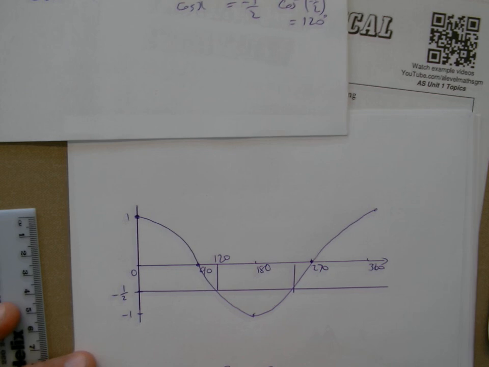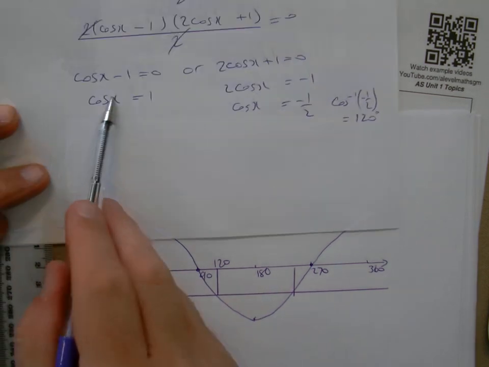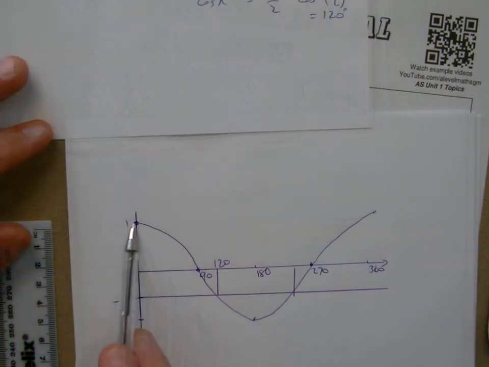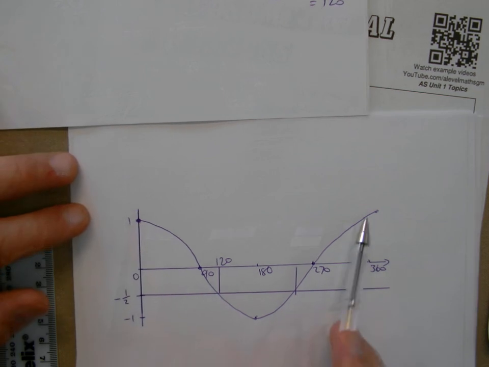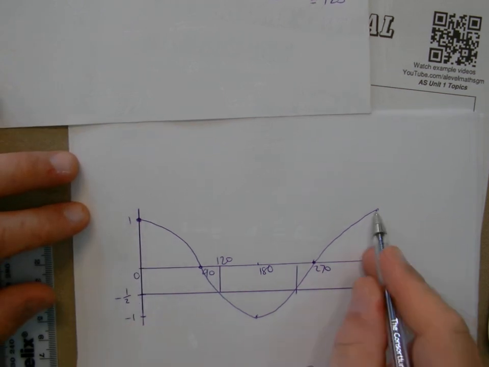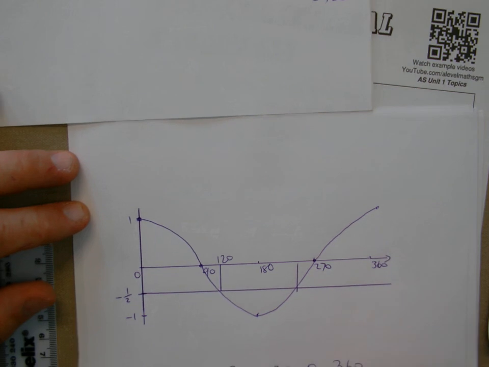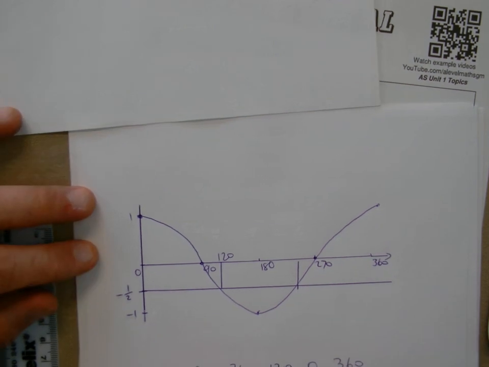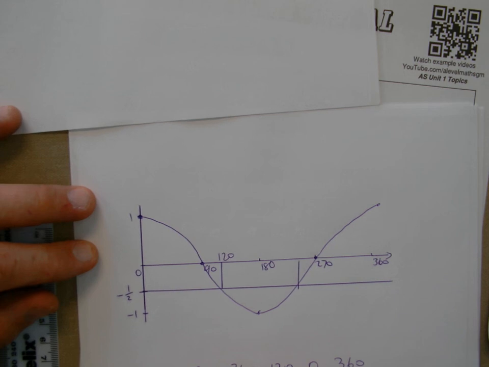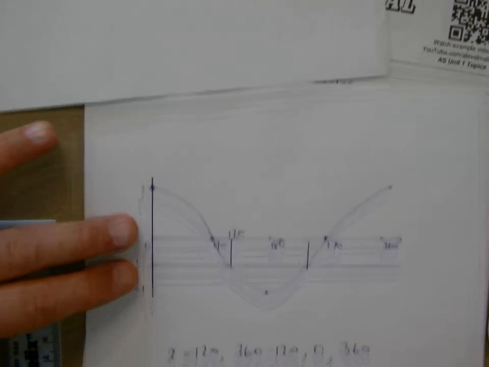To get the results where cos x is equal to 1, as I said, we just use the graph. Notice it's equal to 1 there, and it equals 1 there. So it equals 1 when it's 0 degrees, and equals 1 when it's 360 degrees. Okay, so the final answer then, with all the results, we've got 0, 120, that becomes 240, and then 360 to finish off. Okay, so I've got them there.